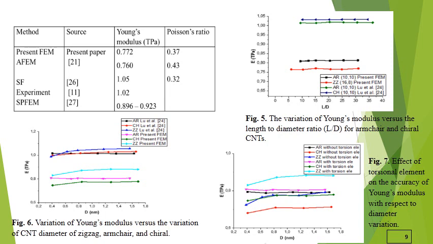From this figure, we see that our model underestimates the Young's modulus compared to Liu. In figure 5, we see that the L to D ratio has no significant effect on Young's modulus for both chiralities. In figure 6, the Young's modulus of zigzag and chiral carbon nanotube is affected by the diameter change, especially at small values, whereas the armchair is less affected by carbon nanotube diameter. The torsional element proved to contribute to stabilizing the system and gives a good result.